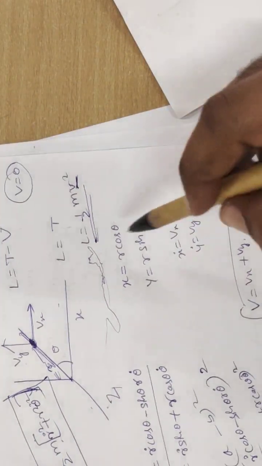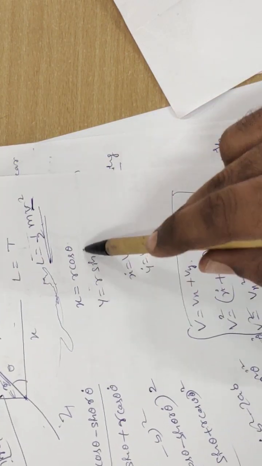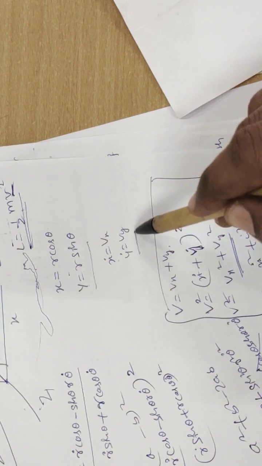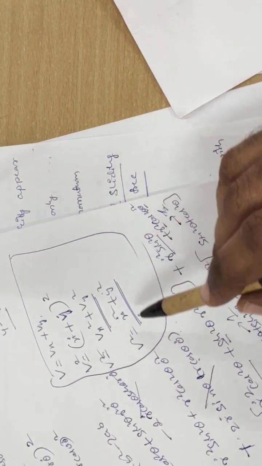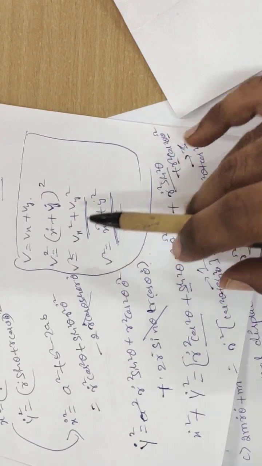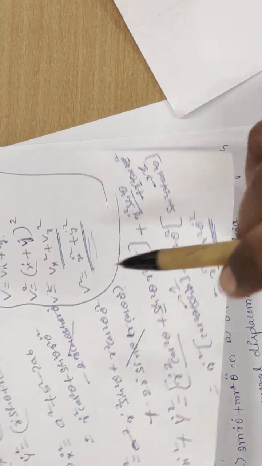Once again I am repeating, L is equal to T, which is half m v squared, x is equal to r cos theta, y is equal to r sin theta, x dot is nothing but vx and y dot is nothing but vy. So these are the simplification steps. After simplifying all this, we will get r dot squared plus r squared theta dot squared.